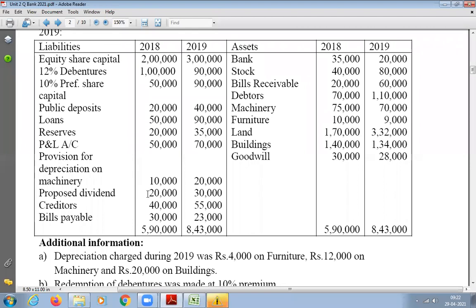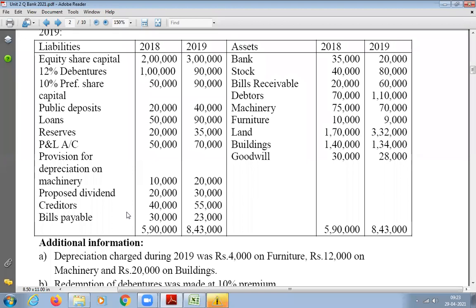So the current year proposed dividend you show in the adjusted P&L account. You have to debit it. It's an apportionment of profit. Then the 20,000 proposed last year and paid this year becomes an application of fund, which you write in the fund flow statement. Is it clear? That is the way to write the current year and previous year proposed dividend. We are considering it as a non-current account. So it will come in the adjusted P&L account and the fund flow statement. Understood, students? Any doubt regarding proposed dividend?